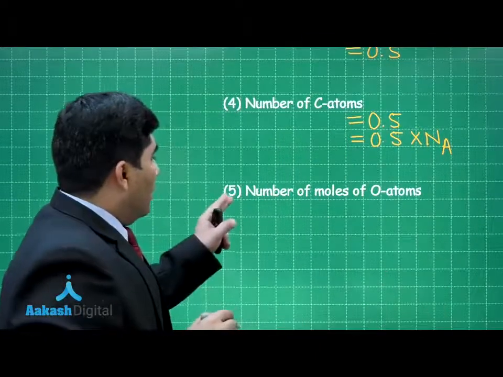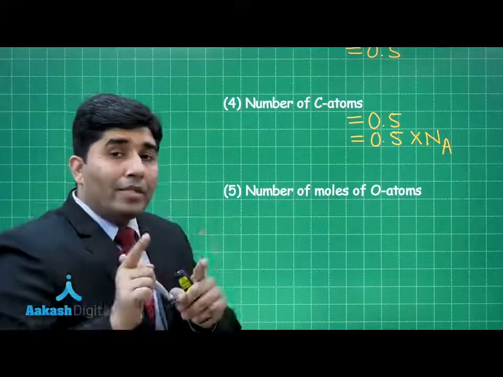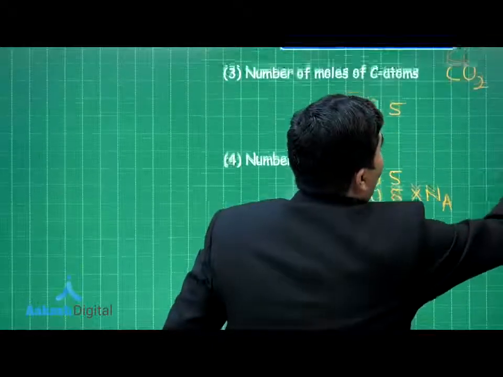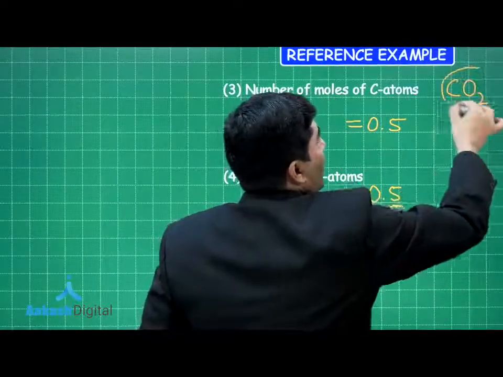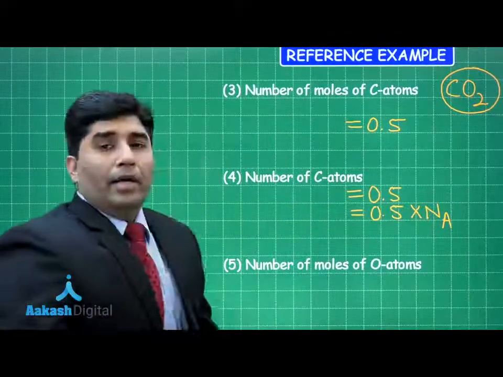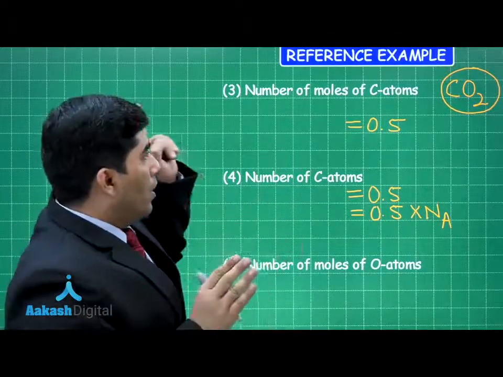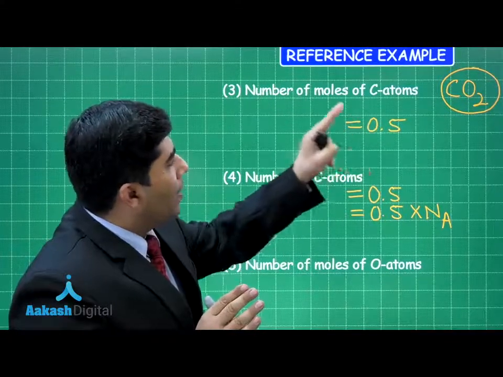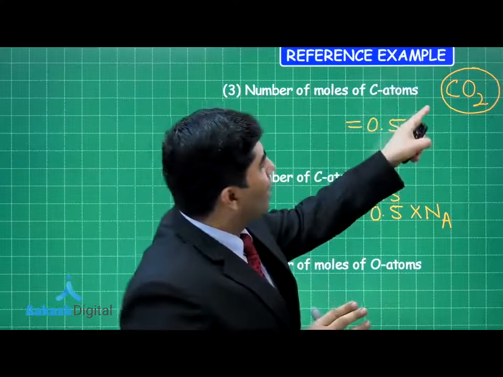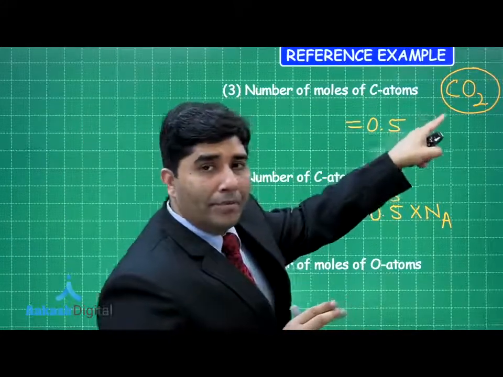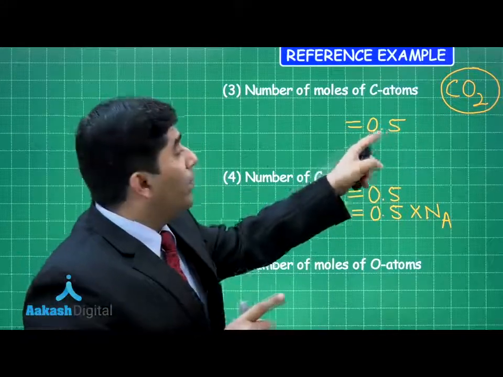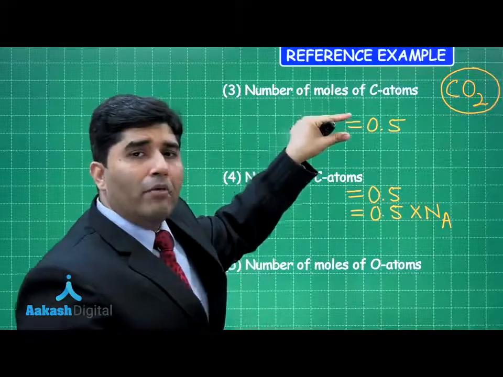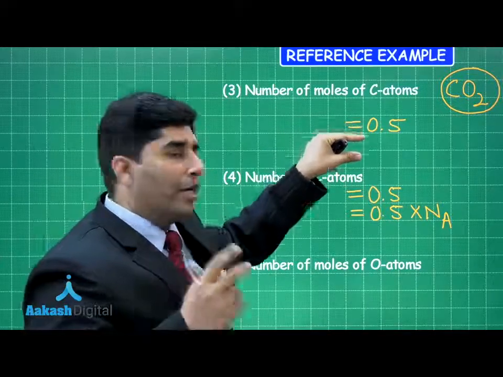Next part is number of moles of oxygen atom. Oxygen is a double of carbon. We are solving for carbon dioxide, and in CO2, one carbon is present and two oxygen atoms are present. So whenever there will be one carbon atom, there will be two oxygen atoms. If we have 100 carbon atoms, there will be 200 oxygen atoms. If we have 1 mole of carbon atoms, there will be 2 moles of oxygen atoms.